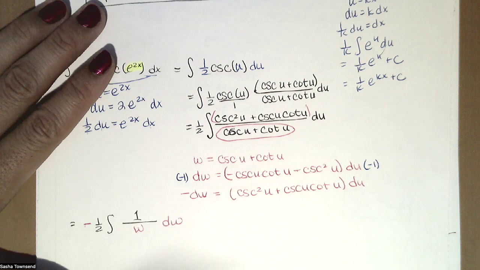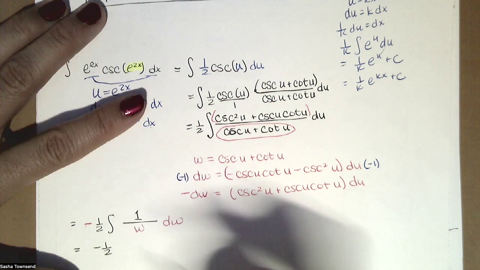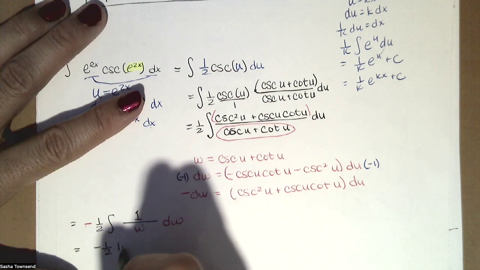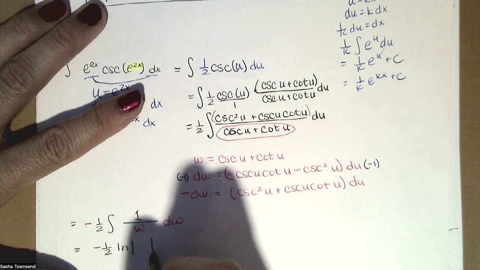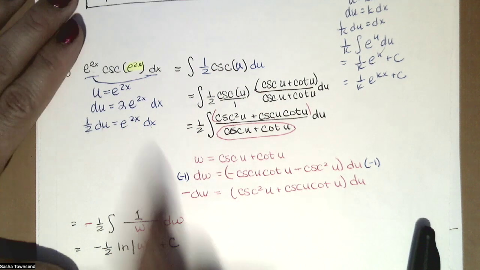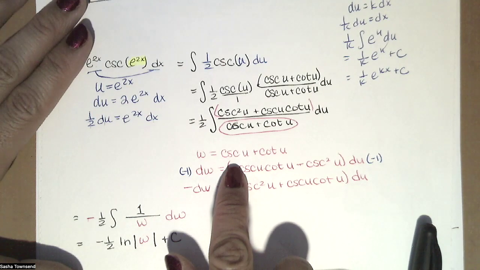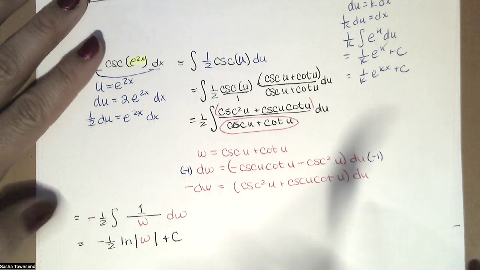We do. The antiderivative of 1 over x is natural log of the absolute value of x plus c. So the antiderivative of -1/2 times 1 over w is -1/2 times natural log of the absolute value of w plus c. Now we're not done until we get a function of x. We say, okay, what was w? Well, w is this cosecant of u plus cotangent of u. So we're going to substitute that.